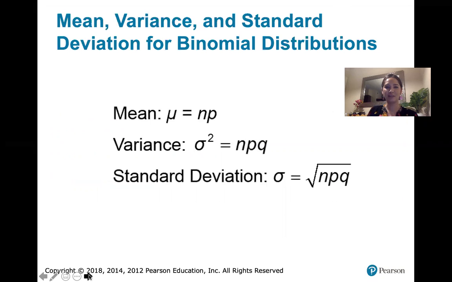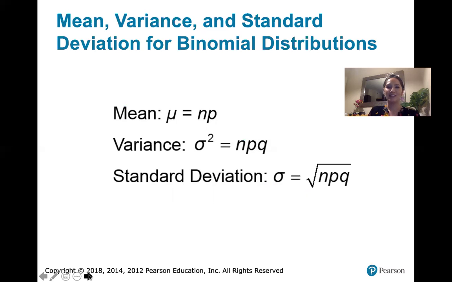So here are the formulas. That first one's actually very intuitive. If you have n trials and the probability of success in one trial is p, you just multiply those together, and that's the expected value over an infinite number of trials. And remember, expected value and the mean are the same thing.